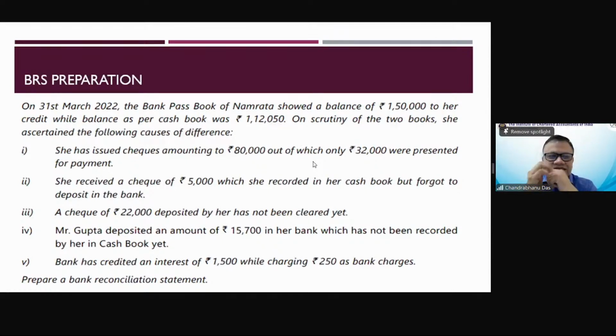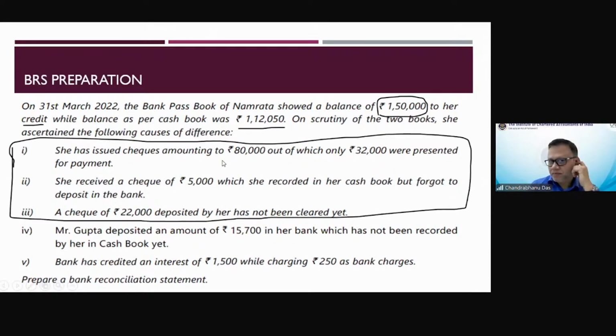Now, if we see here, we are seeing some 5 different causes of difference. So this is the difference due to checks. This is the difference due to the checks. We can say it is a timing difference.